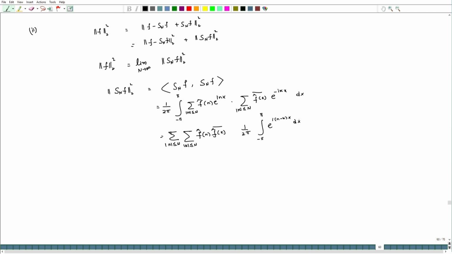So, now the orthonormality of e to the power i n x tells us that this k sum is going to survive only when k is equal to n, otherwise they will be killed, they are pairwise orthogonal. So, this amounts to, now k equal to n means this is f hat of n times f hat of n bar. So, this is mod of f hat of n squared.